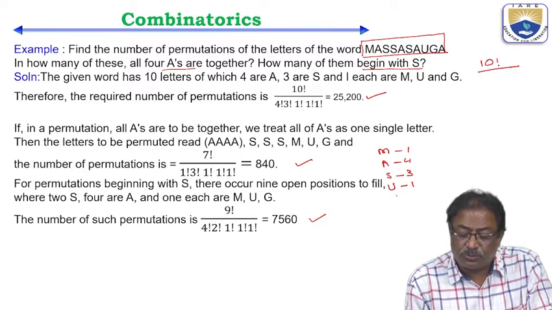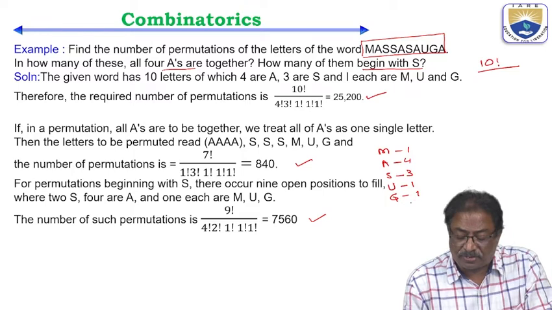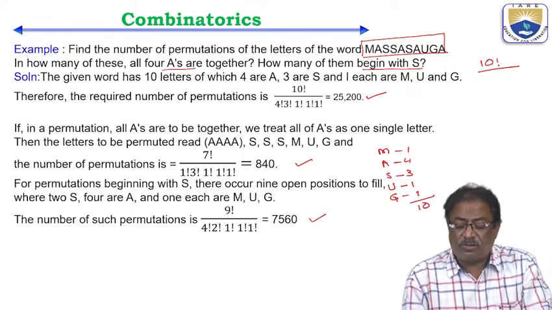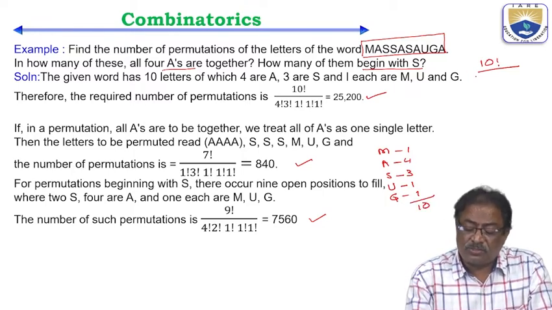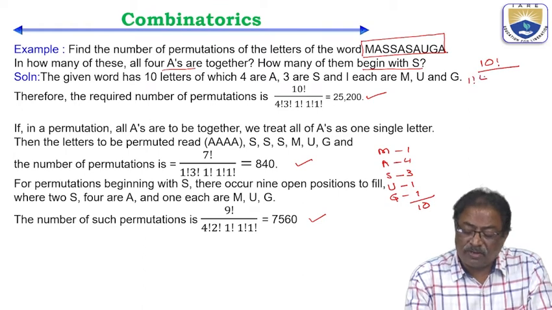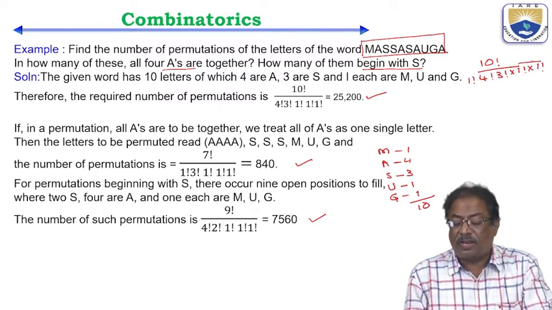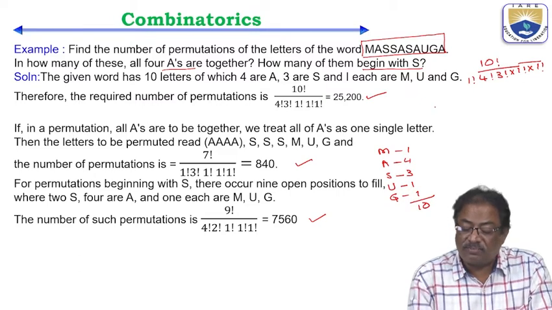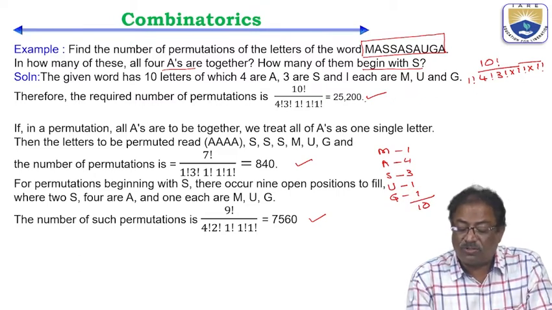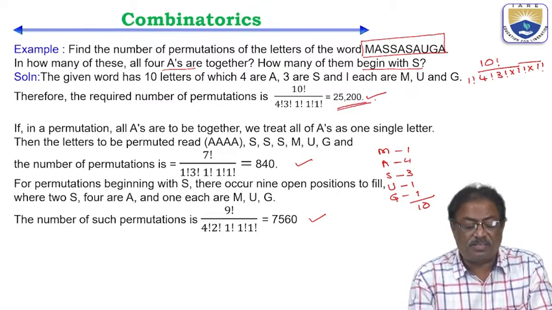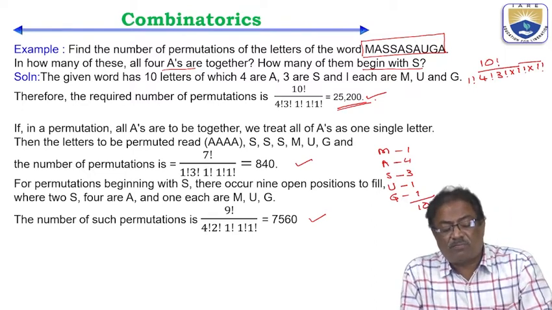S is U, okay. G is 1 time. So 5, 5, 5, 10. Okay, it is 10. So the total number is 10. So this is 1 factorial into 4 factorial into 3 factorial into 1 factorial into 1 factorial. So these many arrangements will be there. So that is nothing but 25,200. So this is the number of permutations.